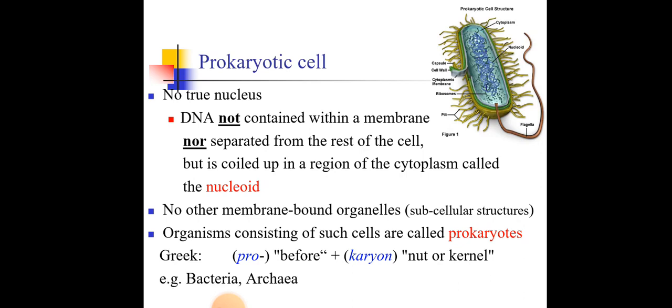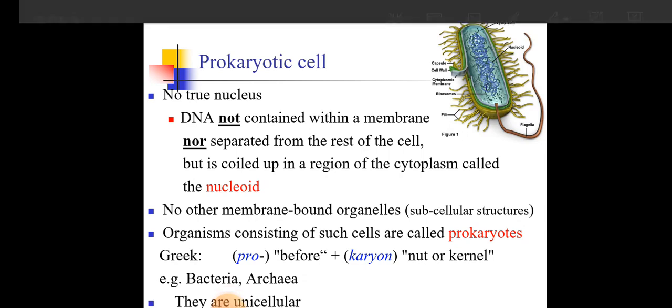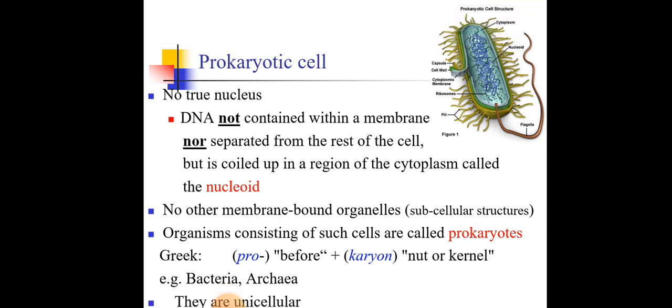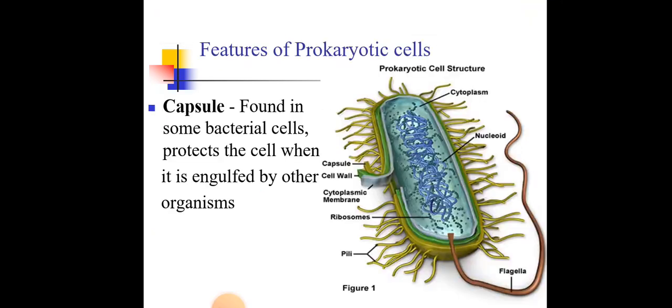As examples of these prokaryotic organisms, we have bacteria and we have archaea. These are examples of prokaryotic cell organisms. They are unicellular organisms.